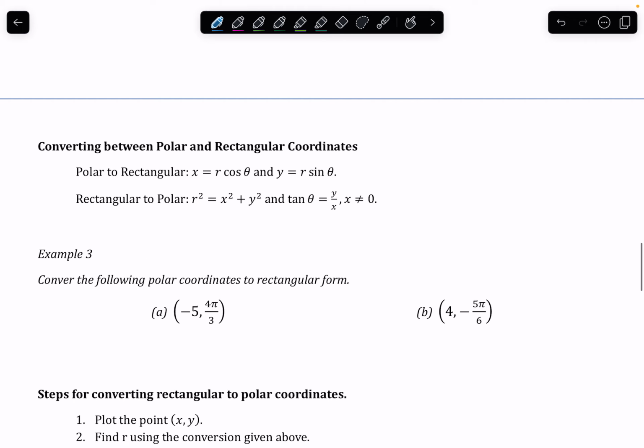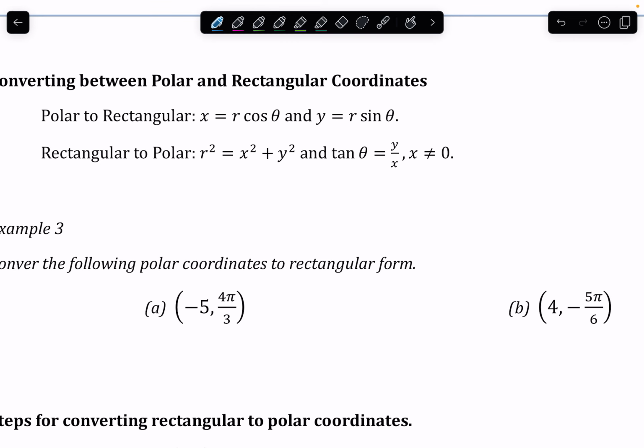All right, converting between the two coordinates, so you should be able to take a point in either polar or rectangular form and convert it to the other one. So there's your equations for the relationship. Polar to rectangular, x is r cosine theta and y is r sine theta. All right, so we're given the point negative 5 comma 4 pi thirds.